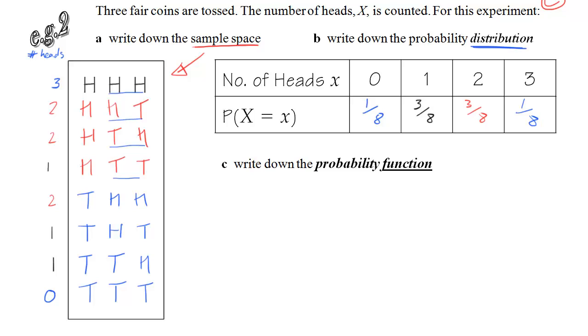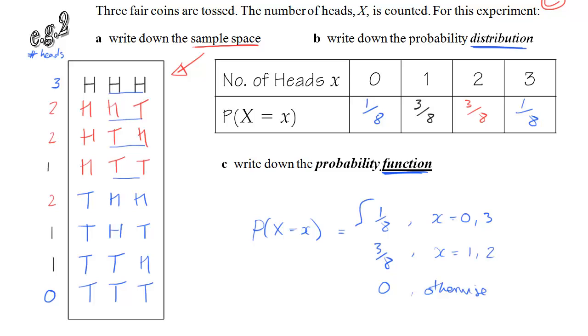Now the probability function expresses exactly the same information as the probability distribution, but it just does it in a different way. So have a look at this. We have to specify, it could be a formula for something. In this case, it's quite simple. We say that when x is 0 or 3, the probability is 1/8. But when x is 1 or 2, the probability is 3/8. And for completeness, we say that for any other value, the probability is 0.